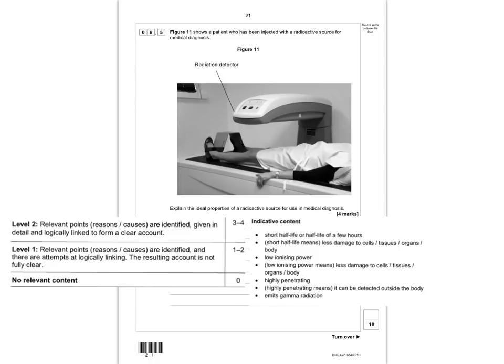And so this is the content you need to include in your answer, but this is how you should structure it in order to get into these different levels.